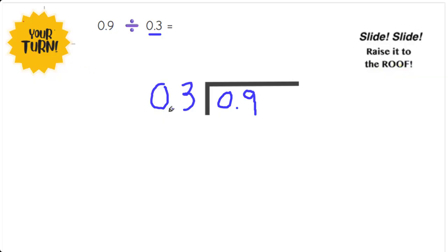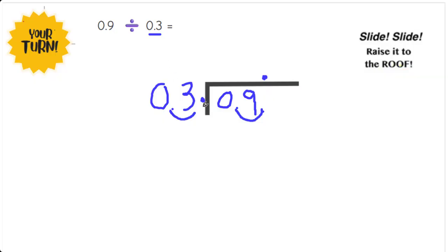So first I'm going to slide that decimal where I have a whole number in the divisor. Sometimes you may have to slide it 4 or 5 times. Slide it until you have a doorknob on the door. And then you do the same thing. If you only slide once, you only slide once with your dividend. And then you're going to raise it to the roof. See how I did that? Slide, slide, raise it to the roof. We added that doorknob just to help you remember. That's where you stop sliding.